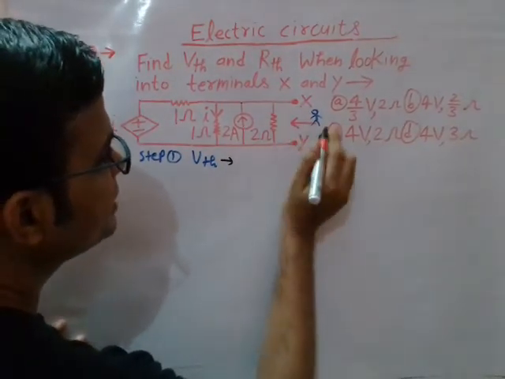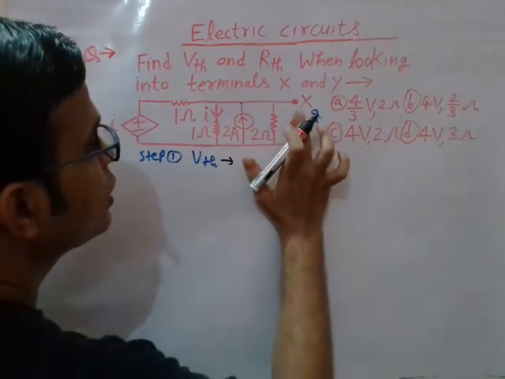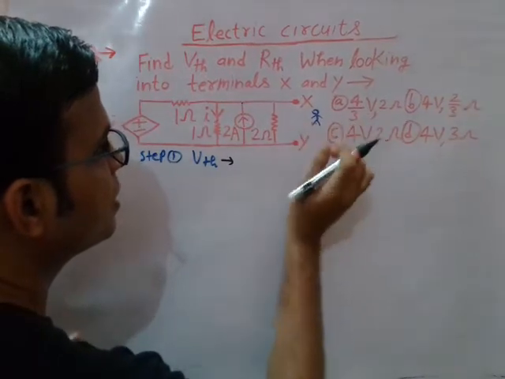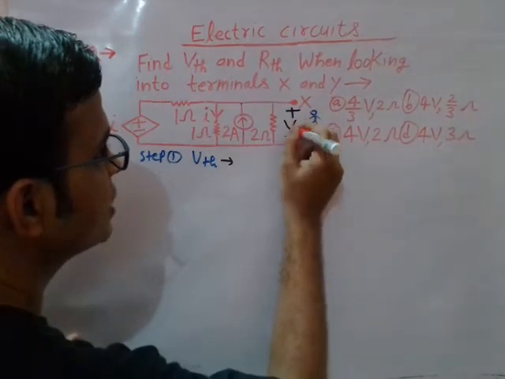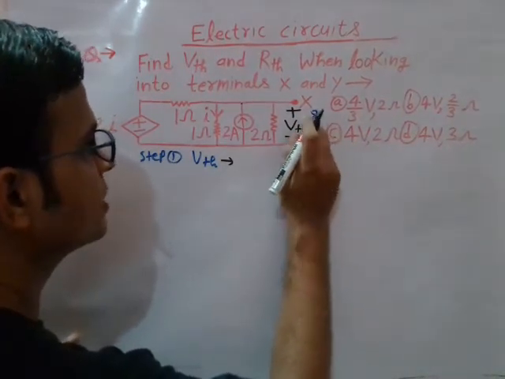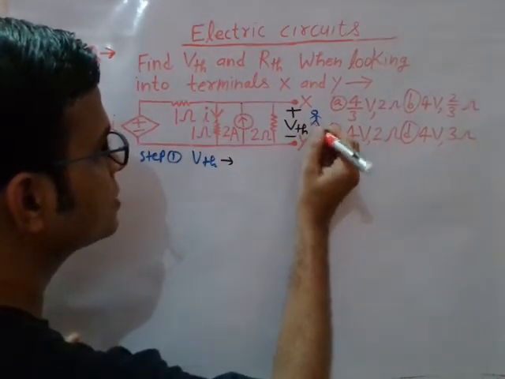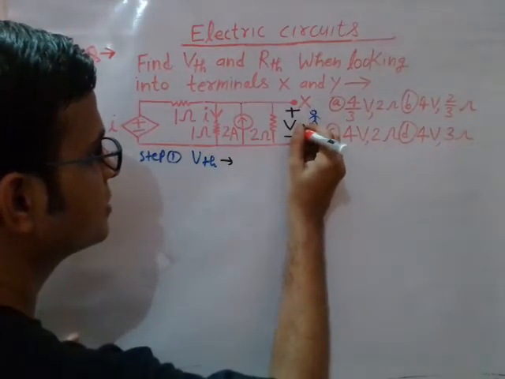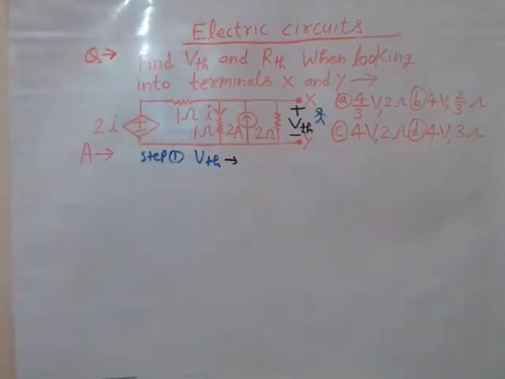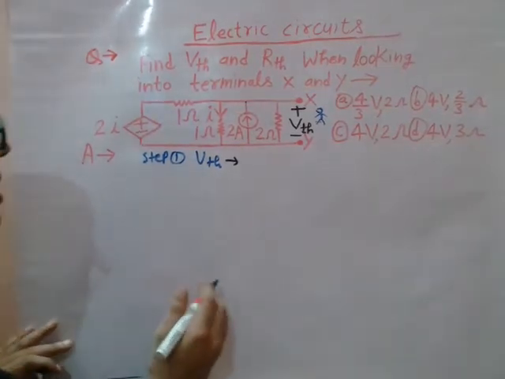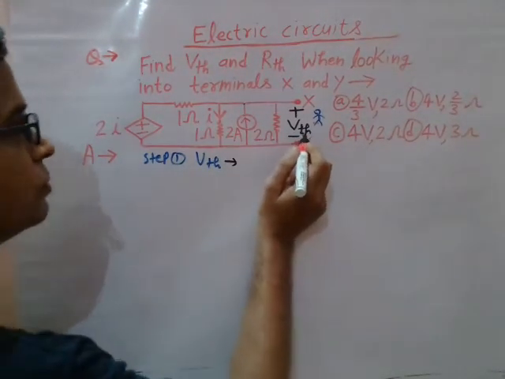So have a look at it. Across these terminals X and Y you have to find VTH, so let me indicate the terminal. This VTH is nothing but the open circuit voltage across the desired terminals, right? So across X and Y, this is the Thevenin's voltage VTH. Now you can apply KVL or KCL to find this Thevenin's voltage, whichever is easier. You have to choose that method.